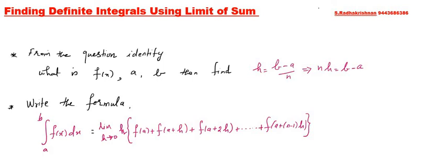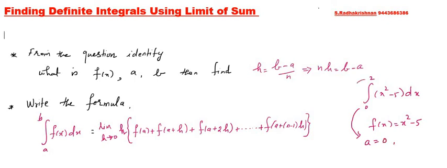For example, suppose the question is integral 0 to 2 of (x square minus 5) dx. Here, what is f of x? F of x is nothing but x square minus 5. What is a here? A is nothing but the lower limit, that is 0. And what is b? B is the upper limit, that is equal to 2.